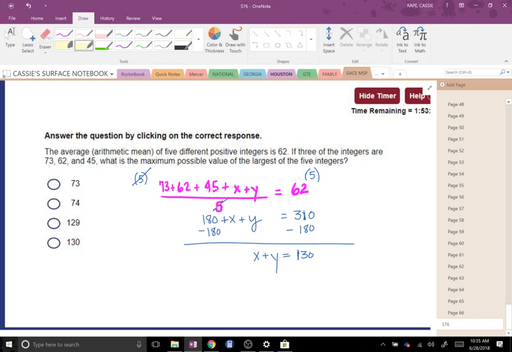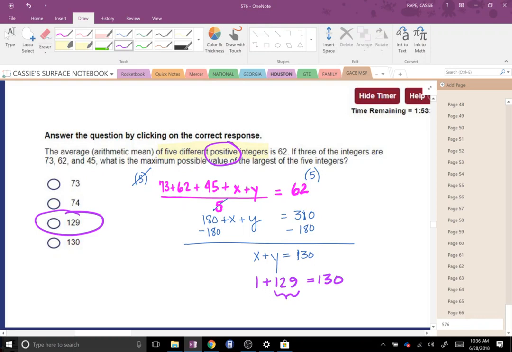And yeah, it is, except notice the original setup says 5 different positive integers. Positive. If it were 0, then it would violate basically the terms of the original problem because it says positive. 0 is neither positive nor negative. So you have to go up 1 integer. So if x were 1, y would be 129 for their sum to equal 130. And so, looking at it, what's the maximum possible? The maximum possible would be 129.